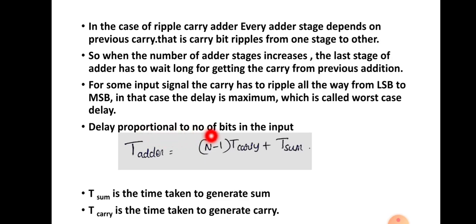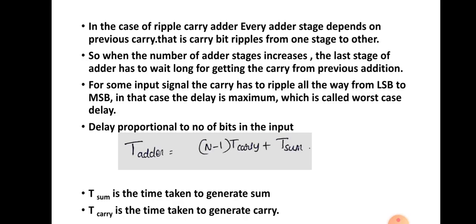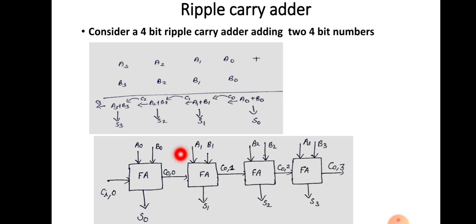So we can directly write the delay time for the ripple carry adder, T adder, equal to (n minus 1) into T carry plus T sum. Actually this T sum is the time taken to generate the sum. That means this sum is produced by adding A0 and B0. There will be some time for generating that sum. So that time is T sum, and this T carry is the time taken to generate the carry. Actually the time taken for generating the first carry is the delay associated with this.